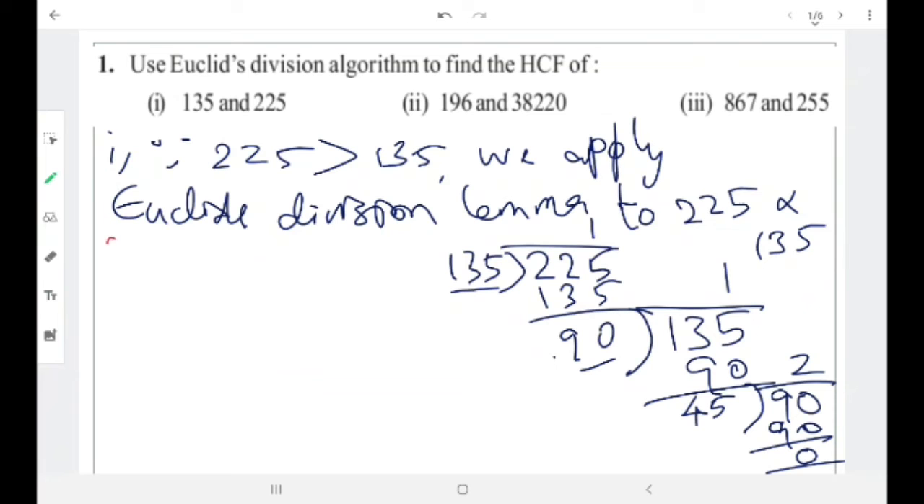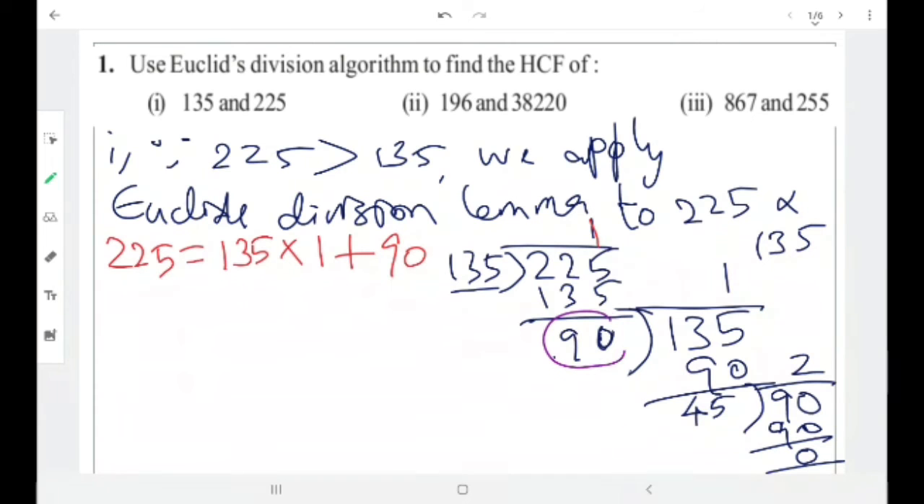Here we can write it as 225 is equal to, that is dividend is equal to divisor 135 into quotient 1 plus remainder 90. Here the remainder is not equal to 0. Therefore, we have to continue the division.